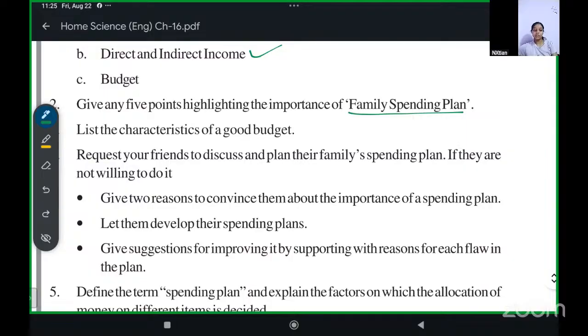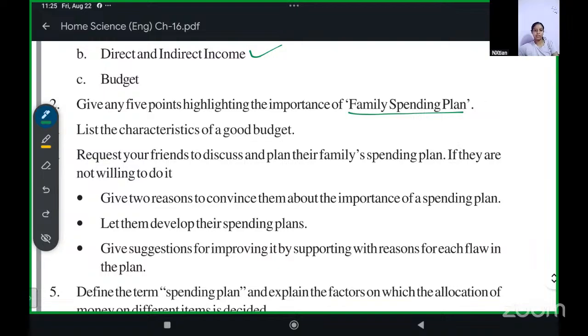It helps you to save money. It helps you in savings. Then it helps you to prioritize your needs, what you need to do in priority. Then it helps you save money, you said, right? Prioritize your needs, and it helps you to save, and it helps you in better management of your money.